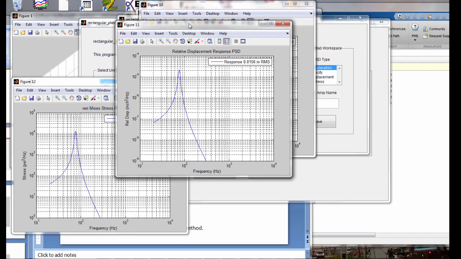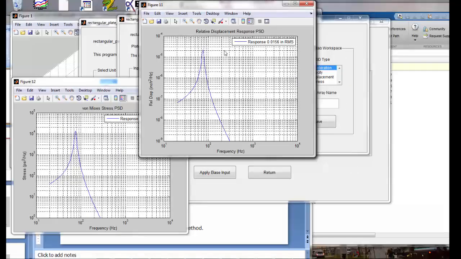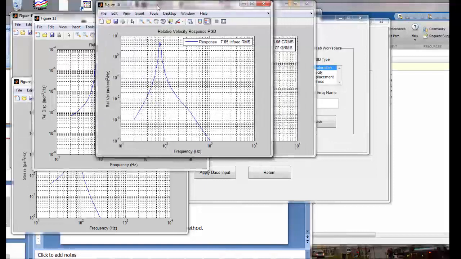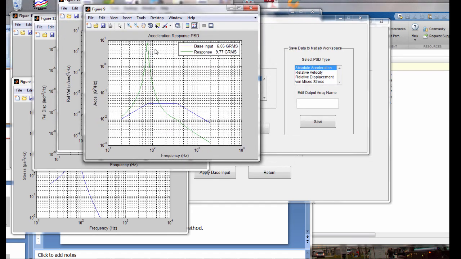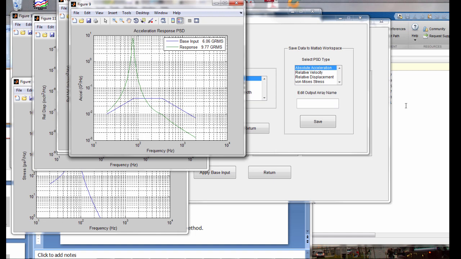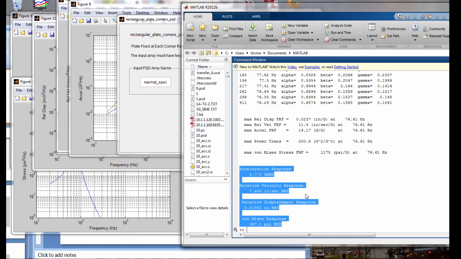We have a relative displacement PSD, inches squared per Hertz versus frequency in Hertz. We have a relative velocity PSD, inches per second squared per Hertz versus frequency in Hertz. We have our acceleration response PSD superimposed on the base input from the NavMat. So that's G squared per Hertz versus frequency in Hertz. So we get those set of PSD functions. We can save them if we like. And then here we just have a summary in our Matlab command window of those response metrics in terms of their respective overall RMS levels.